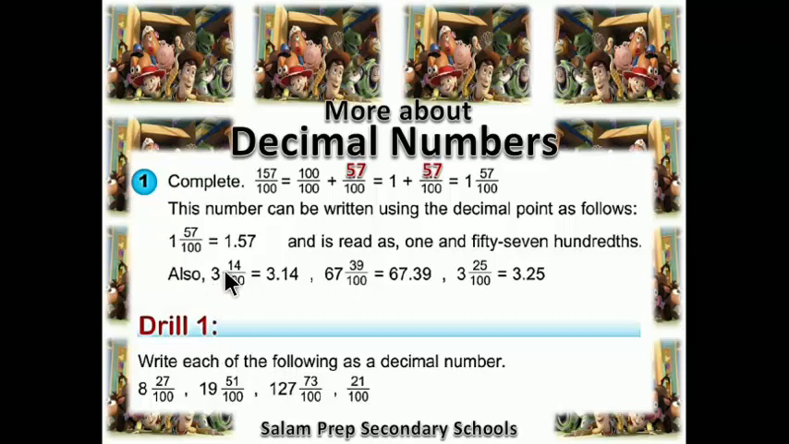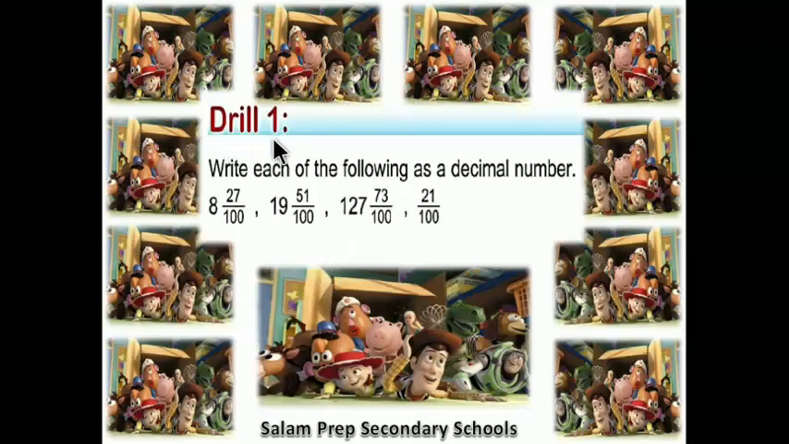3 and 14 over 100 equals 3.14. 3 and 14 hundredths. These are other examples for you. Drill 1. Write each of the following as a decimal number.